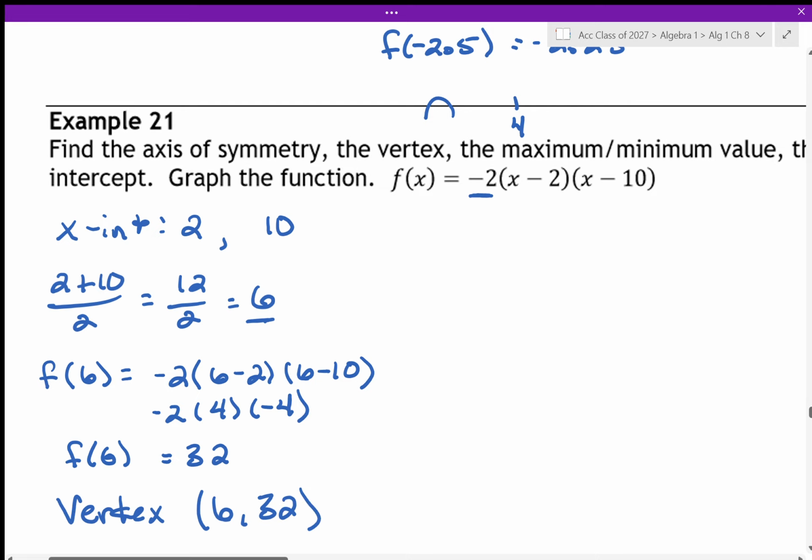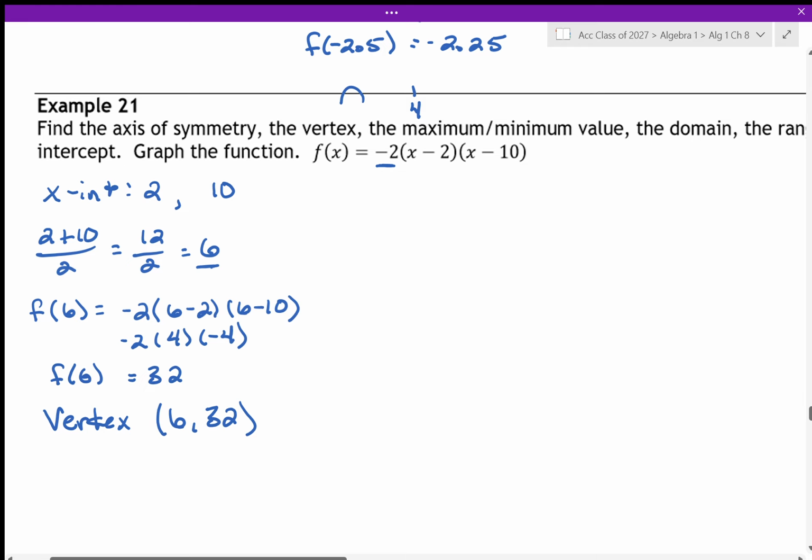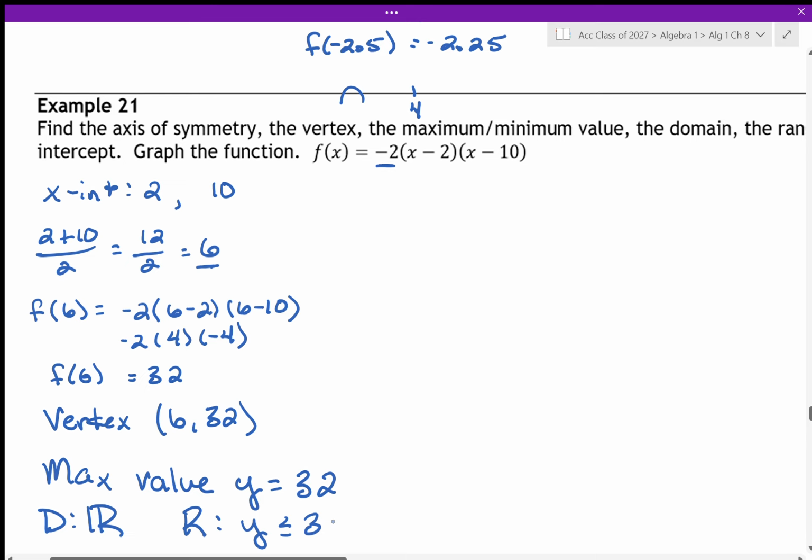And you know what? Let's go ahead and write out some other factoids, some other characteristics. This guy's going to have a maximum, and I know that because of this -2. So he's going to be facing down. So we're going to have a max value of y equals 32, which I pull from my vertex. My domain will be all reals. My range, well, I've already said I have a max, so it's going to be y is less than or equal to 32.